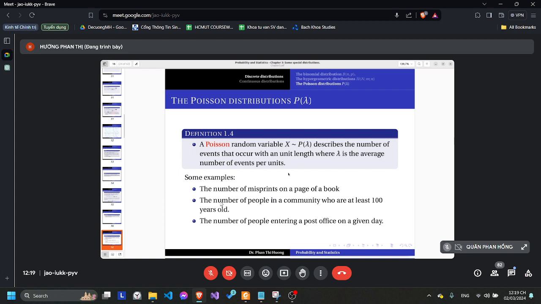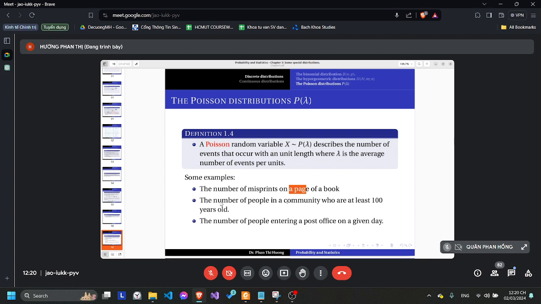For example, here, if we care about the number of misprints on the page of the book. So in this example, what is the event? The event will be the misprint. We're interested in the misprint. And the unit we're considering will be 1 page of the book. We are considering a page of the book.